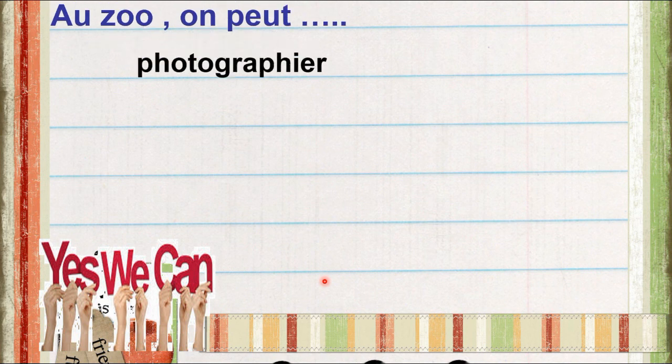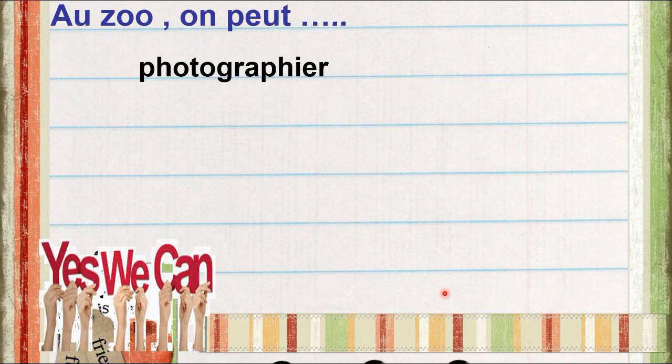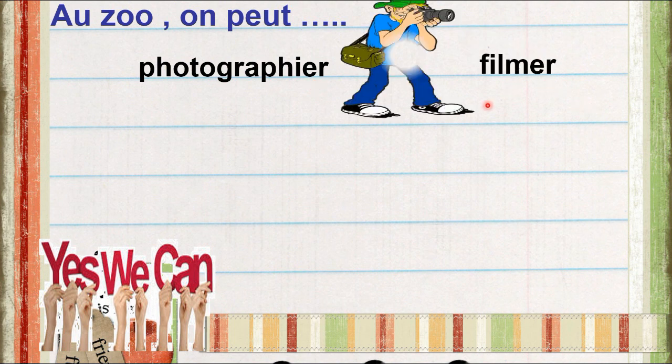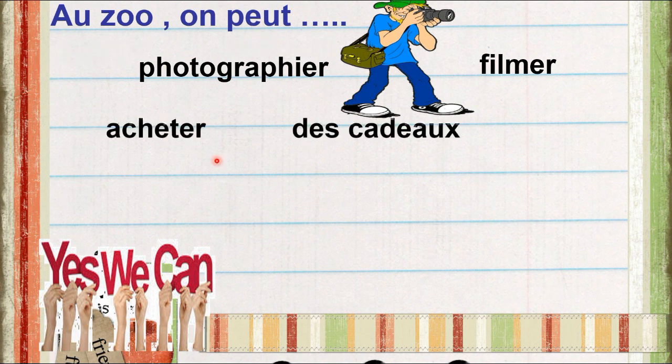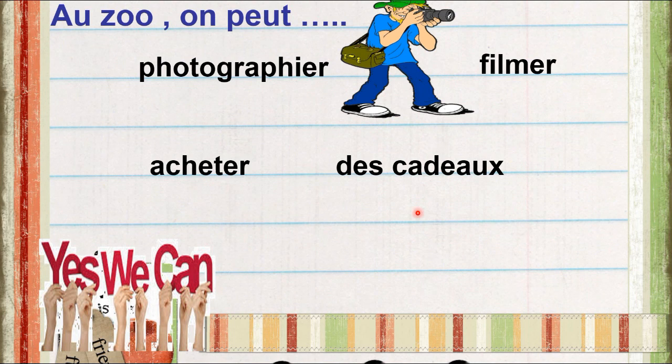On peut photographier. Look at the verb, it is ending by er, a verb in infinitive form. On peut photographier et filmer. Photographier ou filmer. We can take a picture or make a video as you like. We can do it. Yes, it's allowed. On peut acheter des cadeaux. What I mean, cadeau is a gift. On peut acheter des cadeaux.